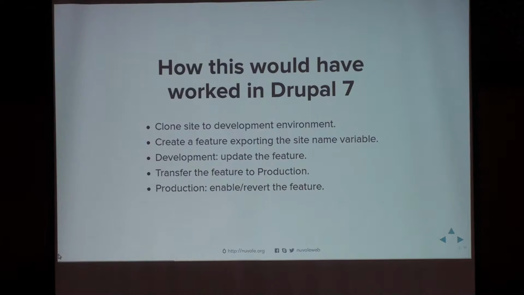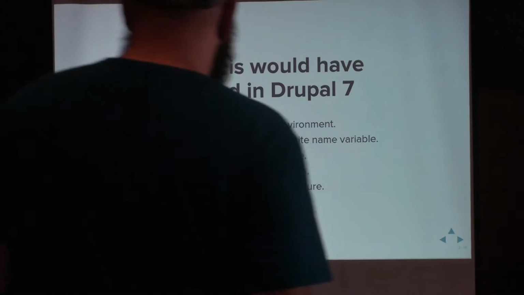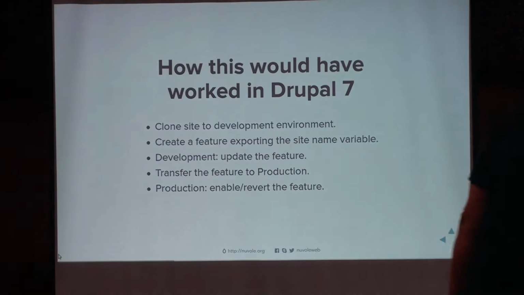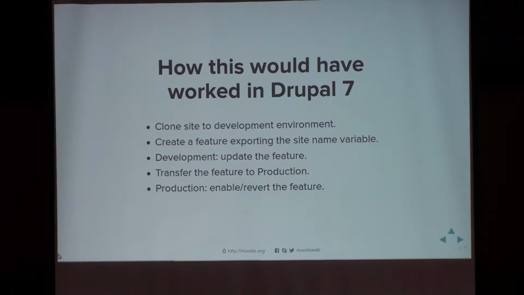In Drupal 7, you would create a feature exporting the site name variable. Then you would update the feature, transfer the feature to production, and there enable or revert the feature.